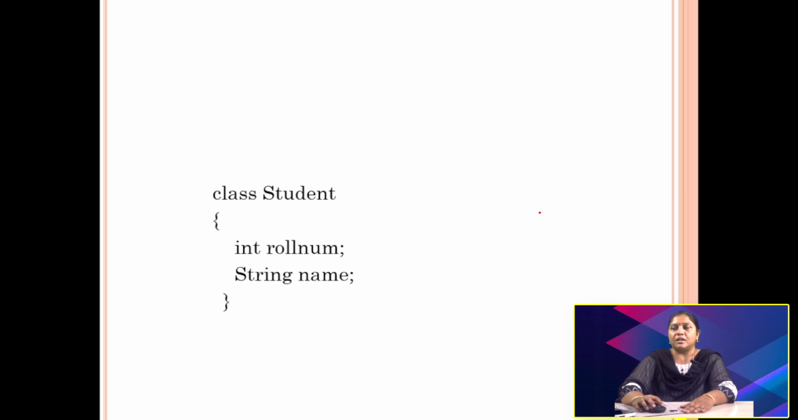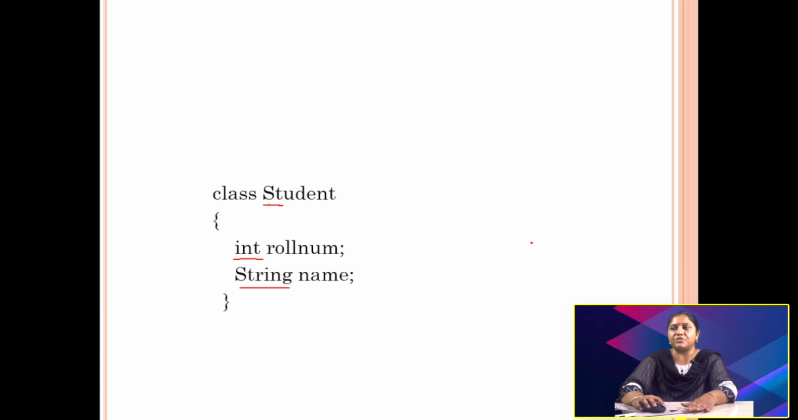Note this point that int is a keyword, so it is in lowercase. String is a class name, so S starts with a capital letter. As I said, class name should start with a capital letter. So string is a predefined class. Here we are defining the student class. Here also you need to note that in student, S is capital. This is the conventional note point that we need to remember while defining the class. So this is how to define a simple class.